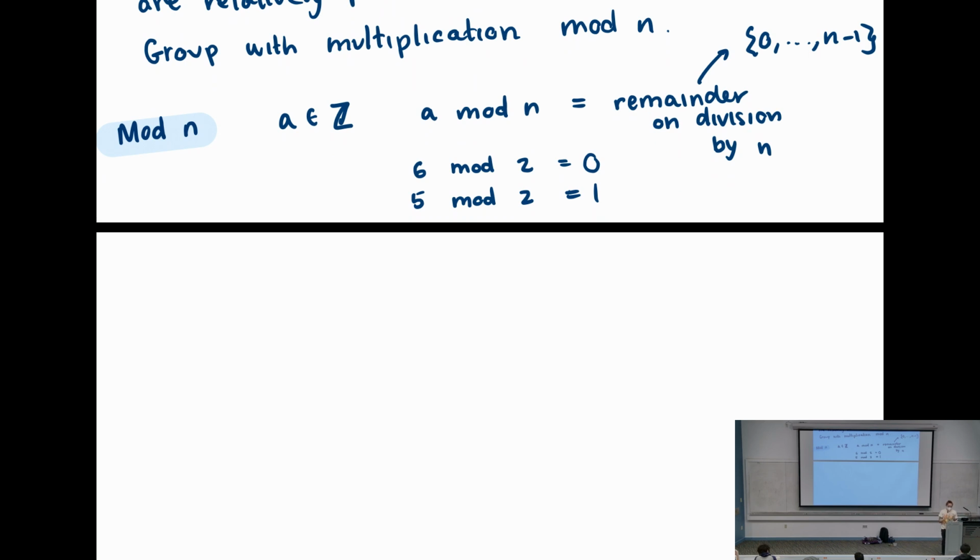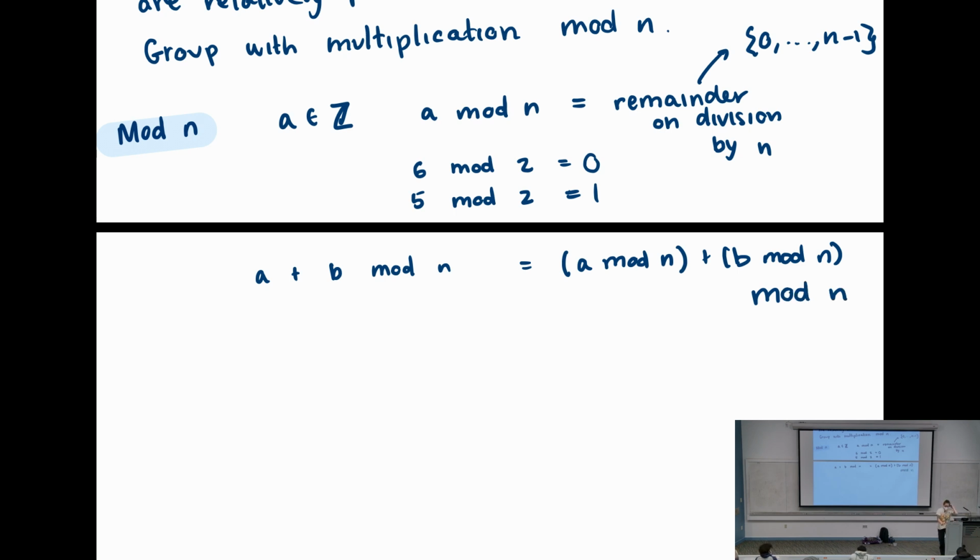And then a property about modular arithmetic that might be useful. If you have a plus b mod n, this is the same thing as first doing a mod n, then doing b mod n, and then modding the entire thing by n. You can verify that if you'd like, but this is useful, and the same thing works for multiplication.